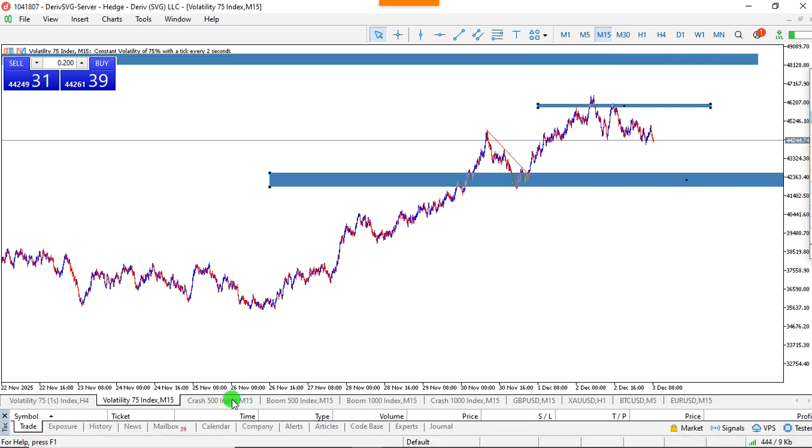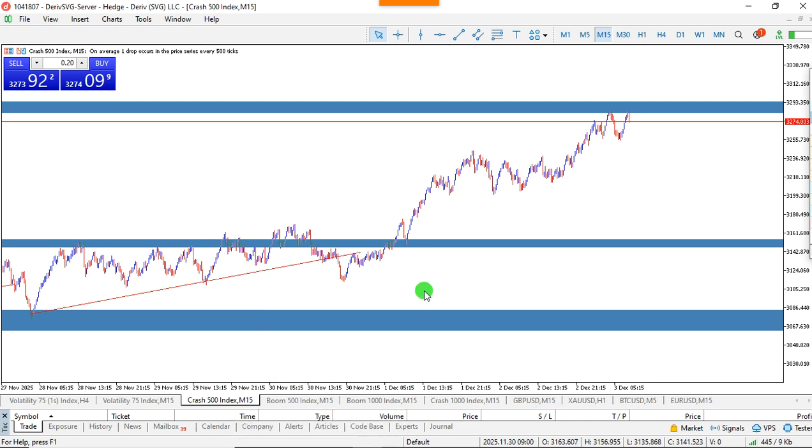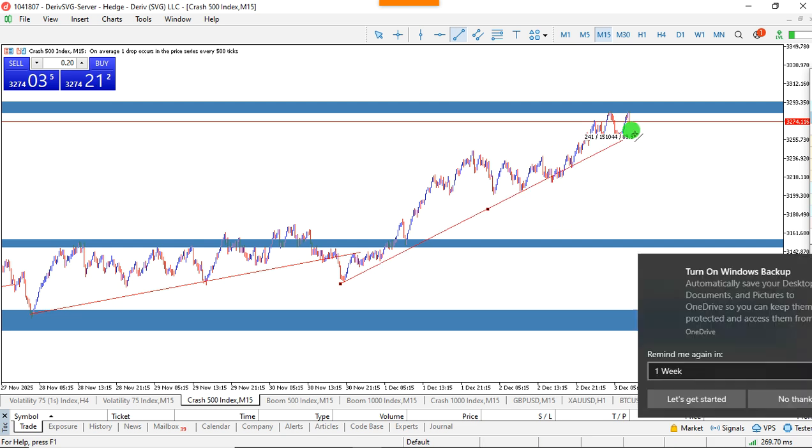Now going to the next one, Crash 500. On Crash 500, we're expecting a breakout above this, then a test of this zone, then we think on the long side. That means a breakout above this, we test this zone, then we go long. Otherwise, wait and see how the market reacts to this zone.